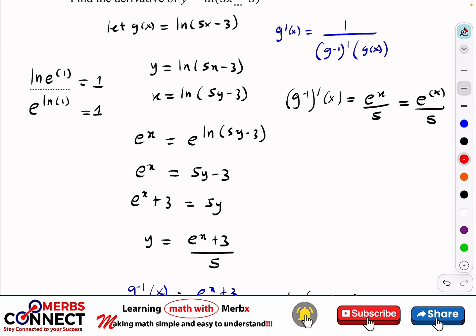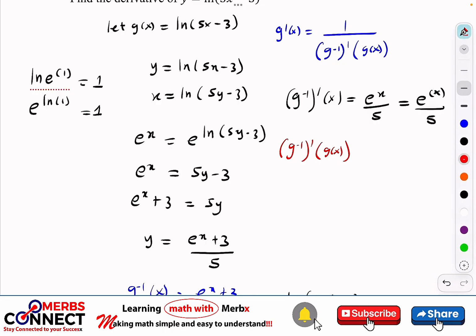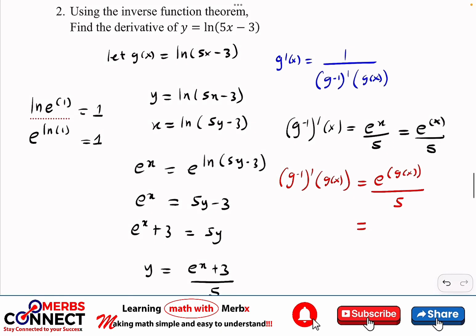So now let's look at what we can do here. Now I need g inverse prime of g of x from this side. So I'm just going to change the one in the parentheses to g of x. So this is going to give us equals e to the power g of x divided by 5. And what is g of x? g of x is this right here, right?